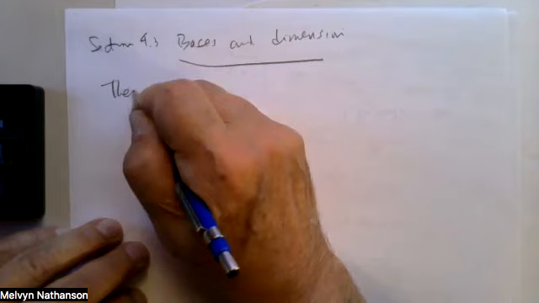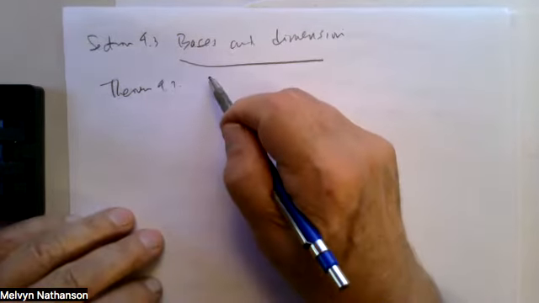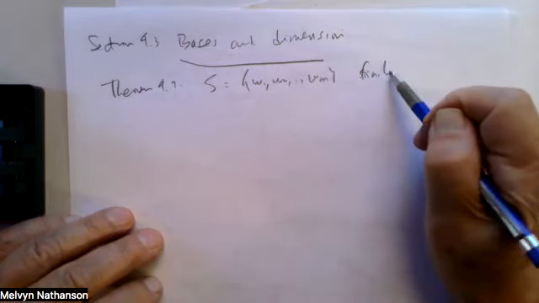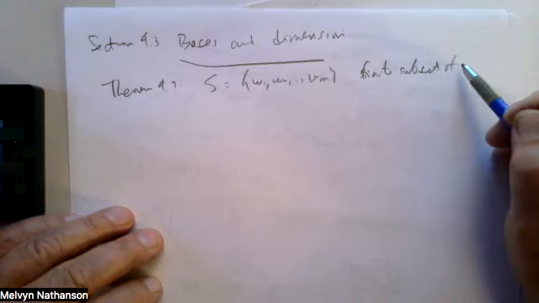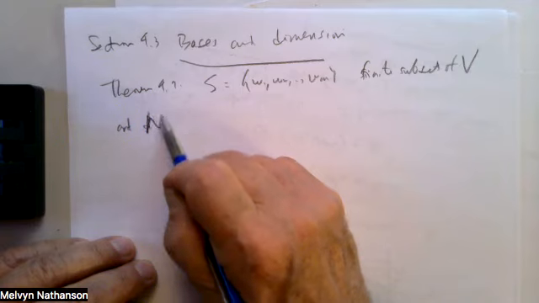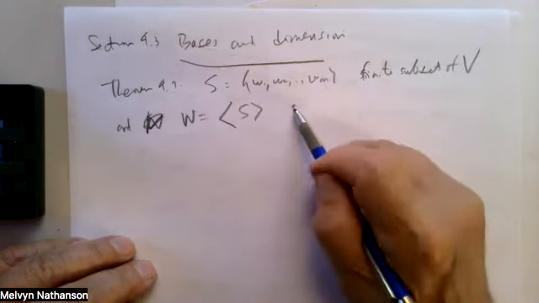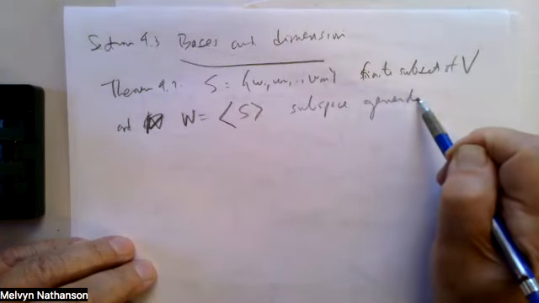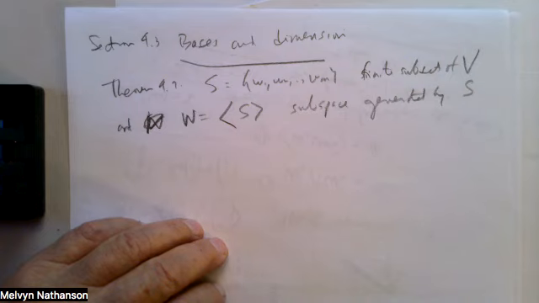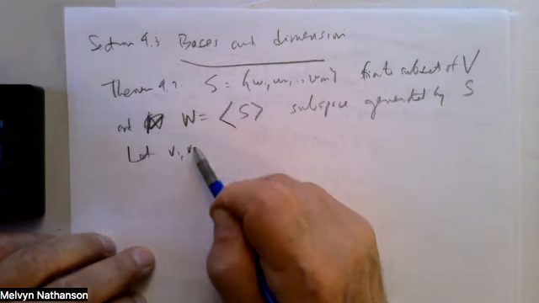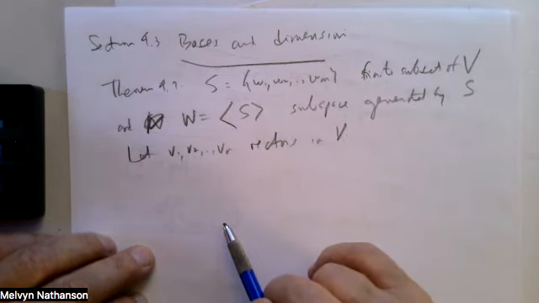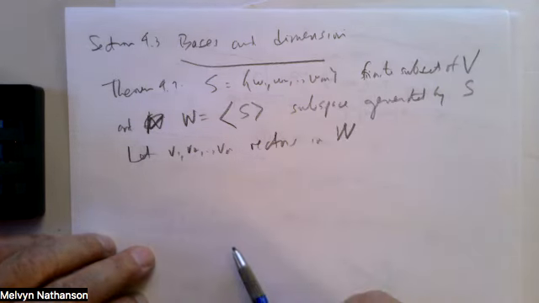So the first theorem that I proved last week says that if S is a set of M vectors, so this is a finite subset of a vector space V, and W is the subspace generated by S. So all linear combinations of vectors in S. If I take V1, V2 up to Vn, any vectors in W, the subspace generated by this.